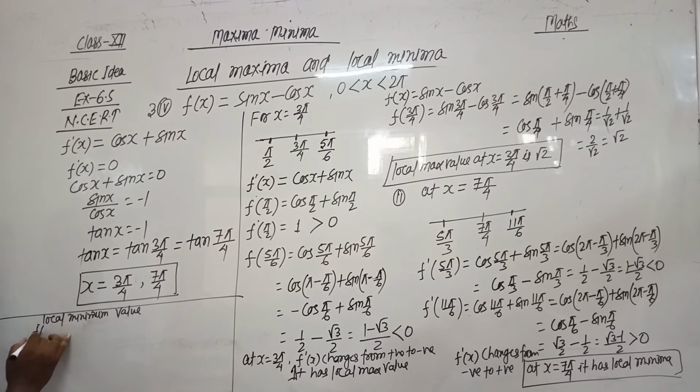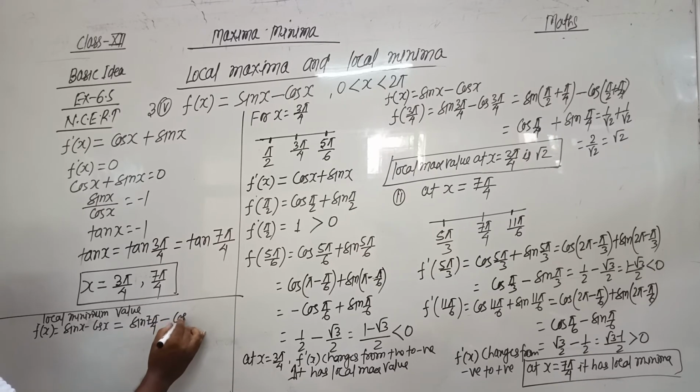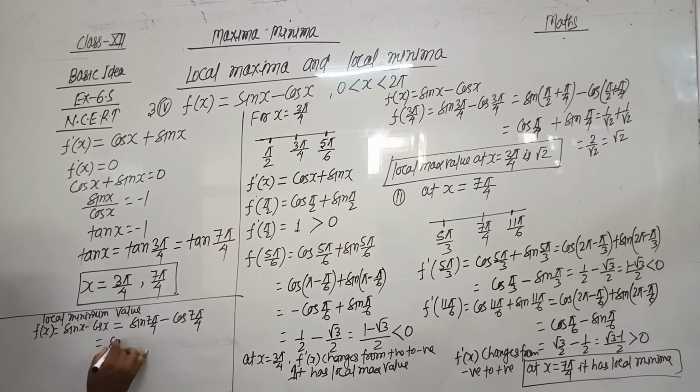So f x equals to sin x minus cos x. Put the value of x equals to 7 pi by 4. So sin 7 pi by 4 and minus cos 7 pi by 4. This is written as sin of 2 pi minus pi by 4.